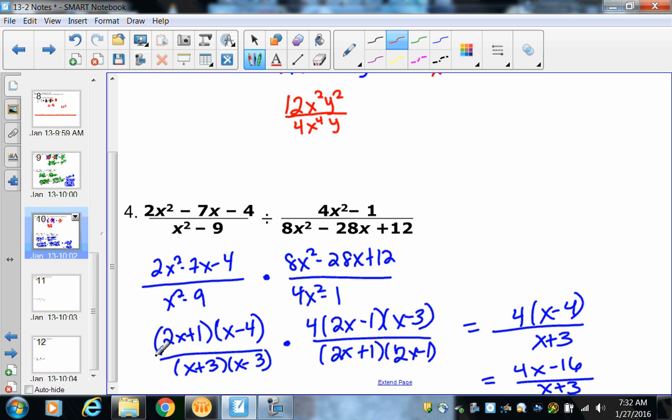So then if we cancel what's up top and on the bottom, the 2x plus 1 here would cancel with the 2x plus 1 here. The x minus 3 here would cancel with the x minus 3 here. And the 2x minus 1 here cancels with the 2x minus 1 here. So up top, you're just left with the 4 and the x minus 4. And then on the bottom, you're left with the x plus 3. So if I distribute the 4 up top, your final answer would be 4x minus 16 over x plus 3.